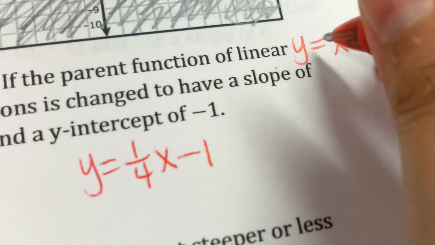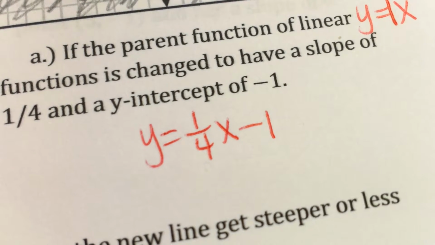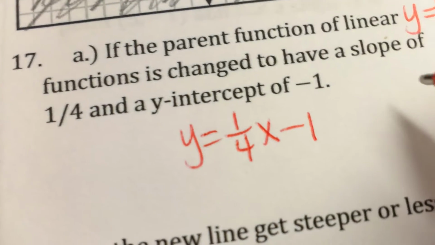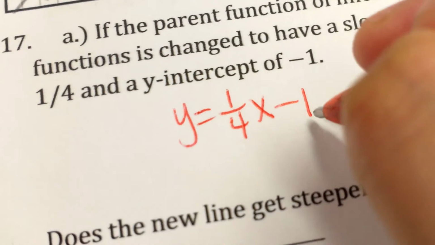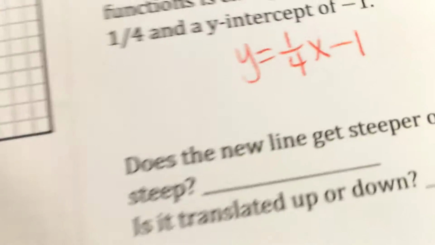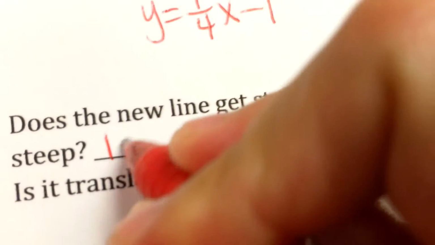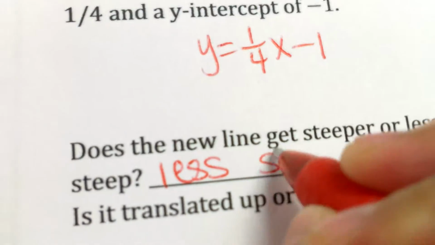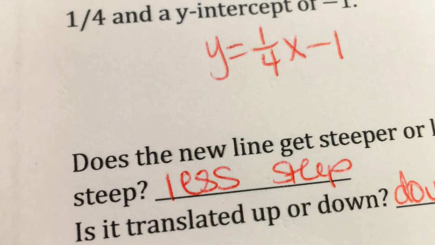So my slope here is 1. It got smaller, so it's going to be less steep because it's going to be slower. And it's going to be translated, what do you think? It's -1, down. So my new line got less steep, and it was translated down 1 unit.